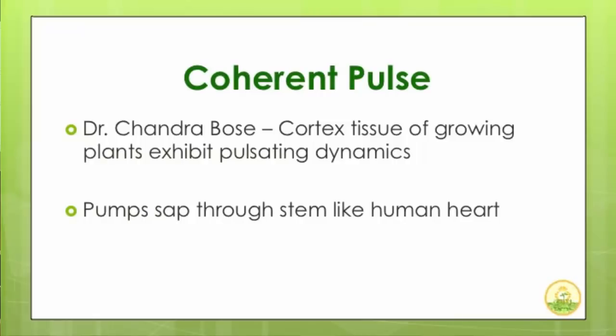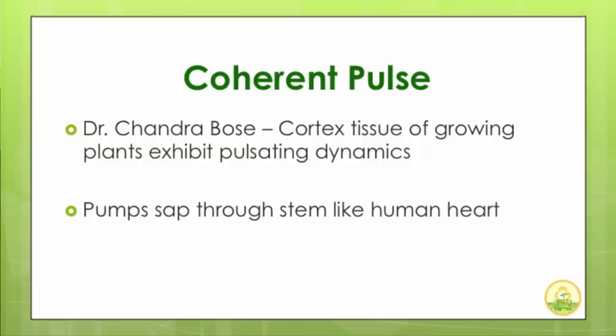Going to a coherent pulse, Dr. Chandra Bose in the early 1900s made the original observation, which has been repeated many times, that the cortex tissue of growing plants exhibits a pulsing dynamics, which common sense tells us. And it's that pulsing that pushes the sap upward, somewhat similar to our heartbeat.